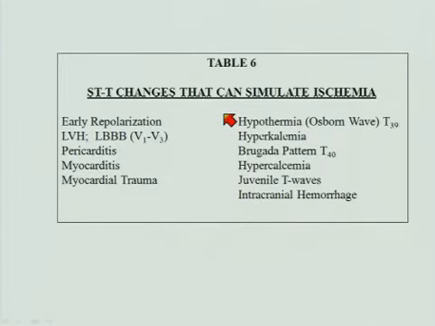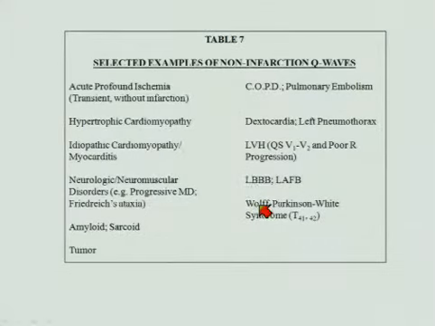All right, some STT changes that can simulate ischemia. Well, early repolarization, you know how to tell that very readily. I've shown you examples of LVH and left bundle. We'll look at pericarditis in a moment. Hypothermia, the Osborn wave, hyperkalemia, Brugada pattern, hypercalcemia, juvenile T waves, and we've seen intracranial hemorrhage. There are a number of examples as well that can simulate infarction Q waves. I've shown you hypertrophic cardiomyopathy.